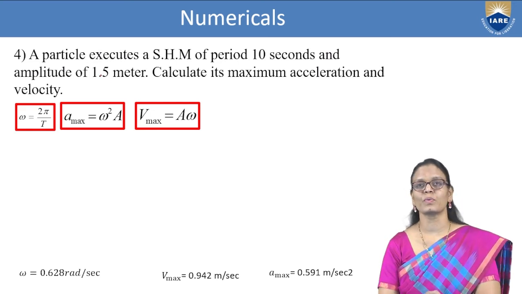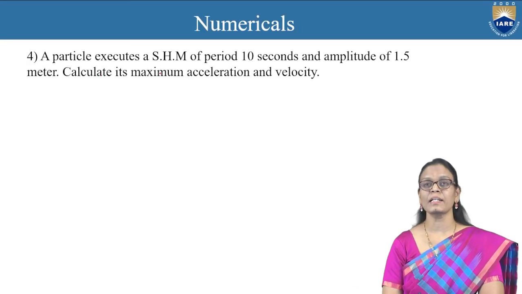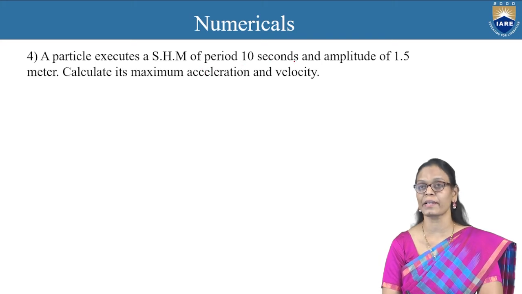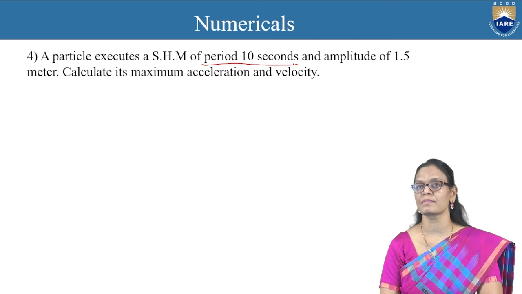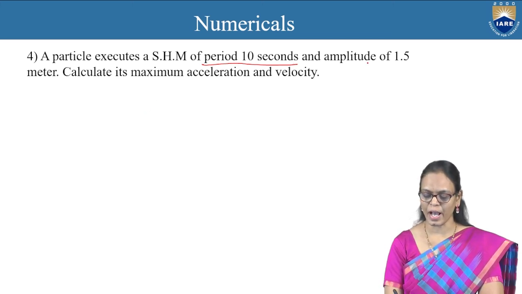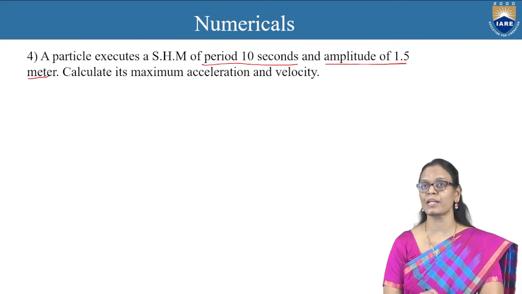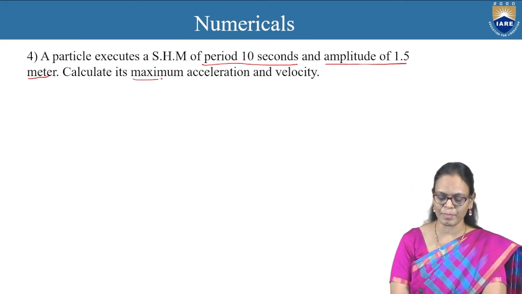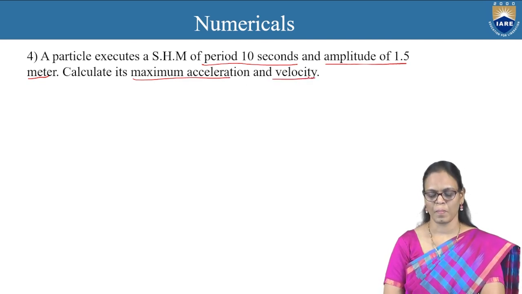Now the fourth one. A particle executes a simple harmonic motion of period 10 seconds. So the time period is given as 10 seconds. And the amplitude is 1.5 meters. We have to calculate the maximum acceleration and maximum velocity.